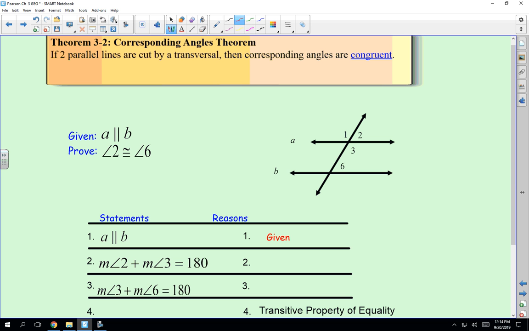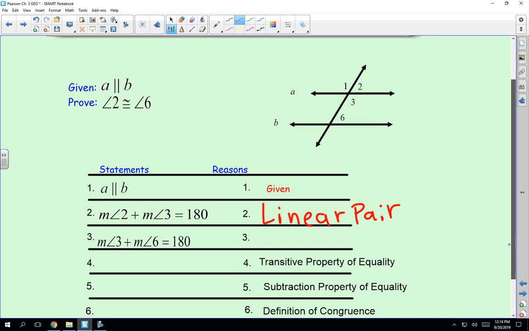So A is parallel to B is given. Measure of angle 2 plus measure of angle 3 equals 180. What do you think? Linear. Okay, there we go. Give you a chance to write that down. So A is parallel to B. This little symbol for parallel, usually we do it like this. This is our best that we have for that. That's the symbol for parallel, given. Measure of angle 2 plus measure of angle 3 equals 180 is linear pair. 3 plus 6 equals 180. What's that? Same side interior again, yeah.